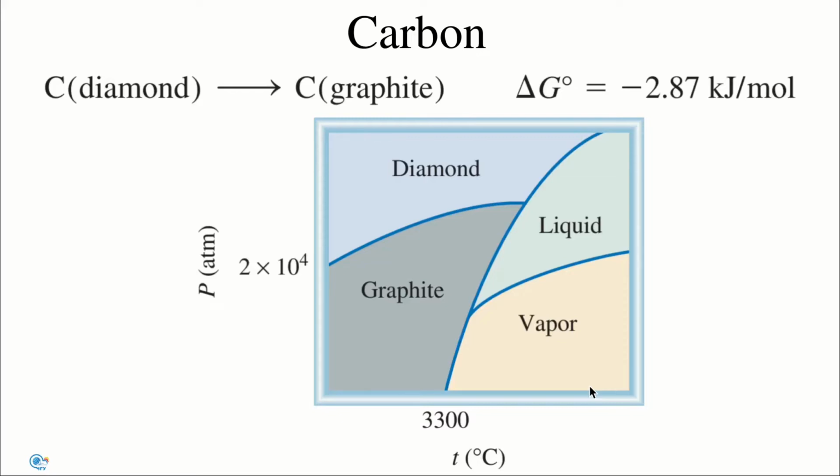Carbon combines with oxygen to form carbon dioxide in the atmosphere and occurs as carbonate in limestone and chalk. Diamond and graphite are allotropes of carbon. In this picture, you can see the phase diagram of carbon.